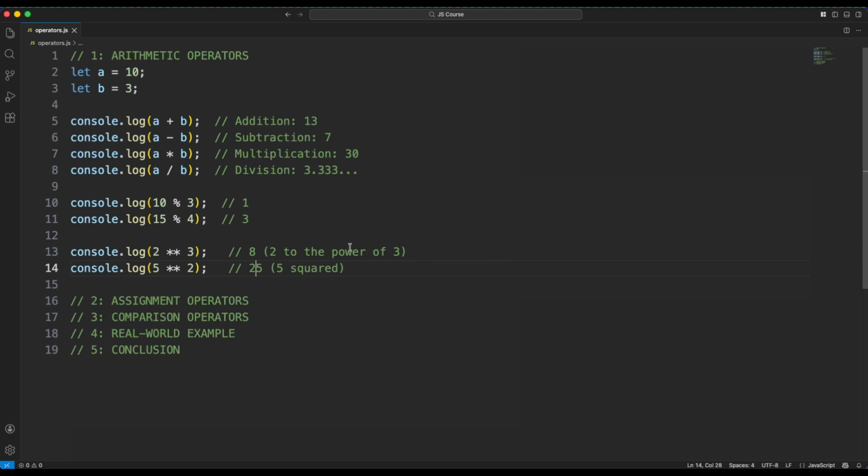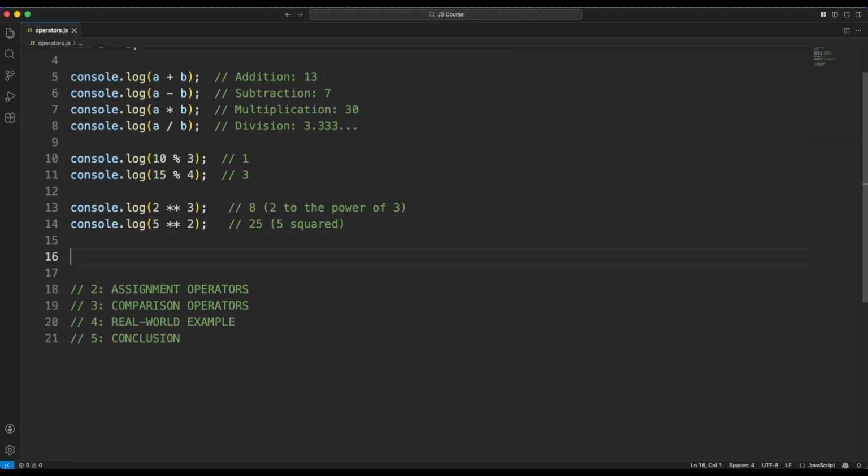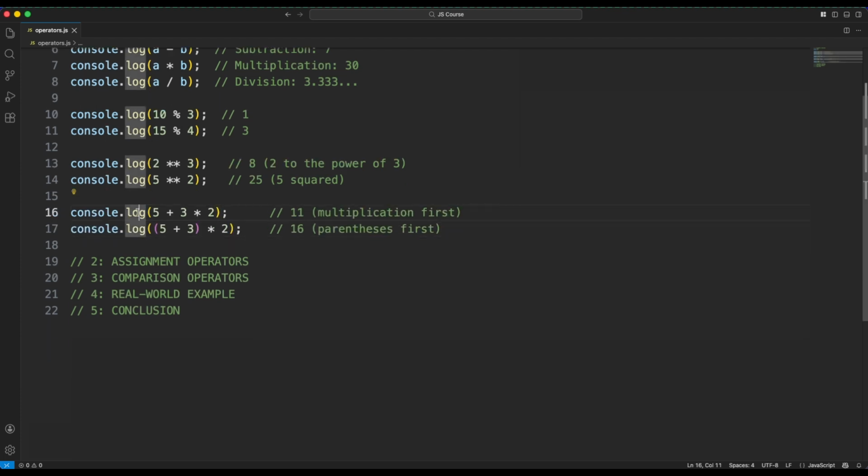One important thing to remember: operator precedence matters. Multiplication and division happen before addition and subtraction, just like in regular math. So you can use parentheses to control the order, and this is valid. The answer is 11, right? Multiplication first, then plus, and here the parentheses come first.